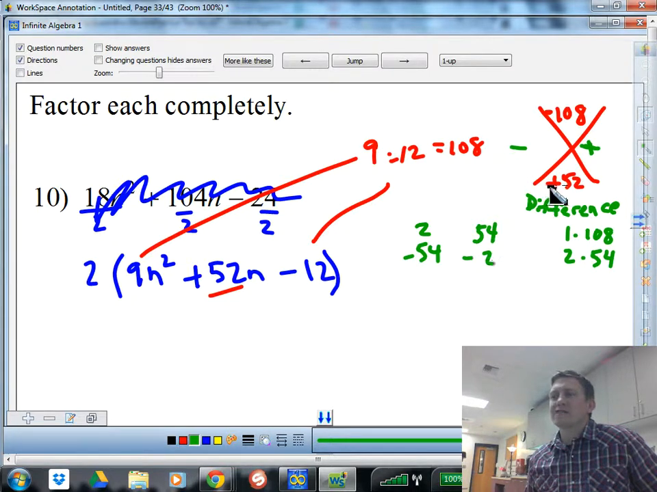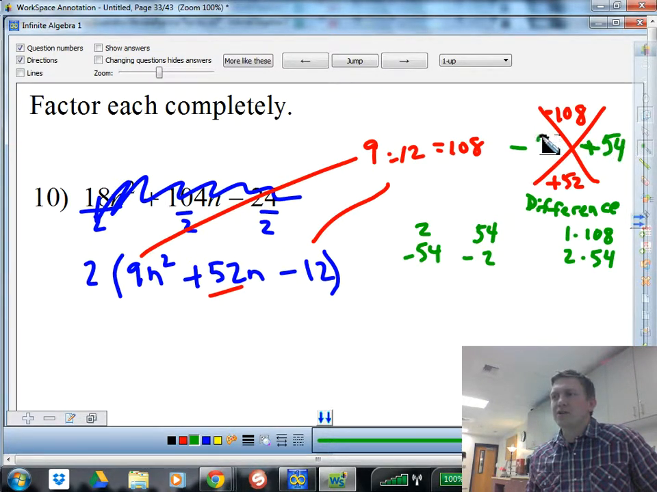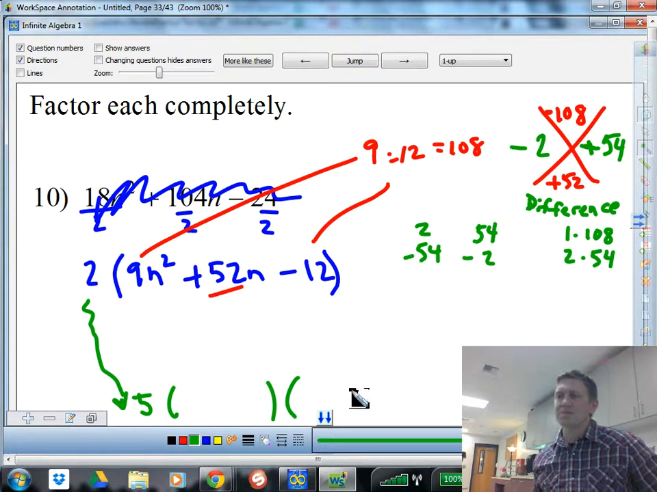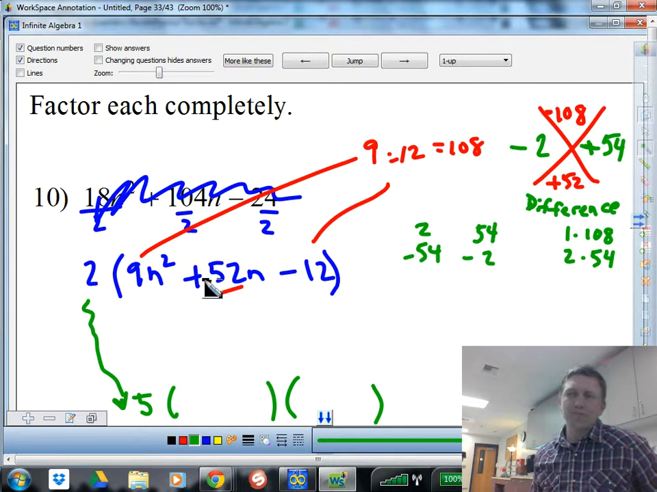So how am I going to get positive 52? Well, I got to take 54 minus 2. So we're going to put a 54 right here, and we're going to put a 2 right there. Okay, that helps me over here. I'm going to just assume that 2 gets translated to my answer down here, which is going to be a binomial times a binomial. So I can make the parentheses for that right away.